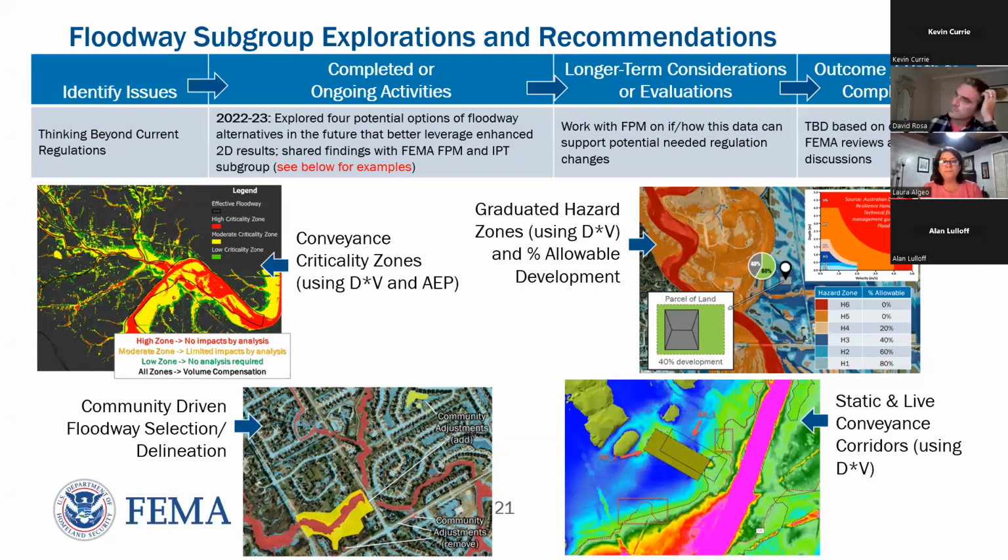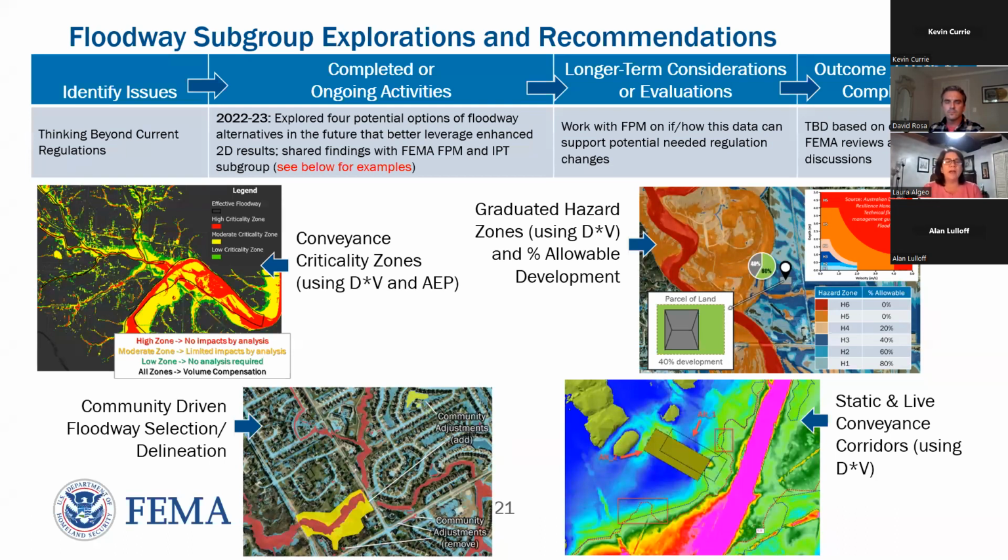And then I also mentioned thinking beyond our current regulations. We asked the group to take a look at what kind of potential option there might be for a floodway alternative if we didn't have the regulations that we have today. And we just gave folks carte blanche to think outside the box and tell us what they would see as the most critical component related to a floodway. And so we got 4 different scenarios that were shared.